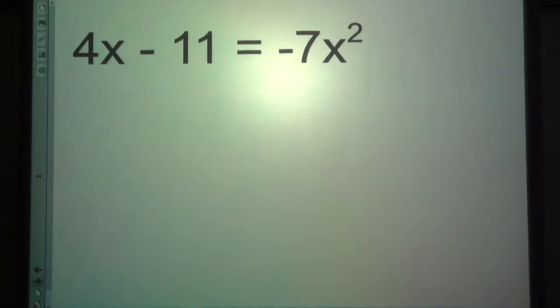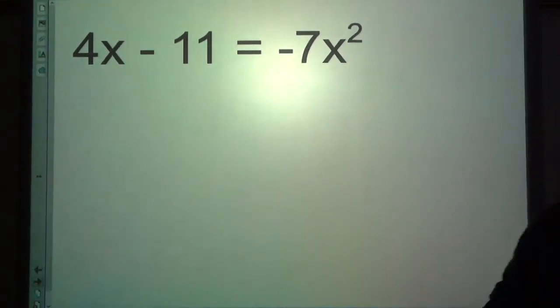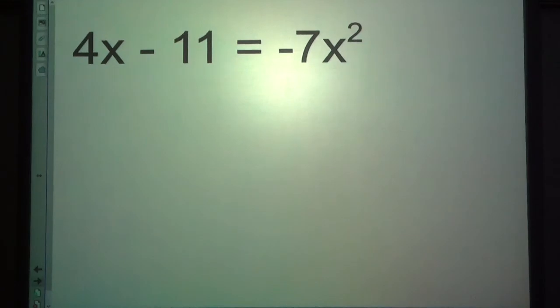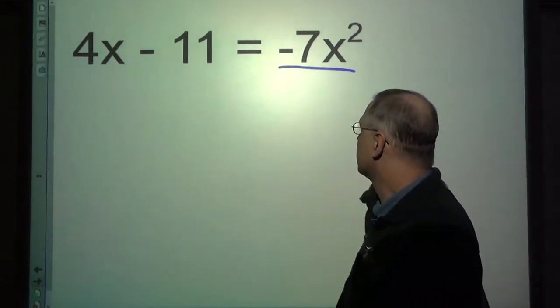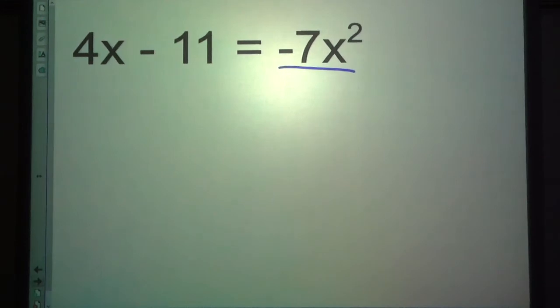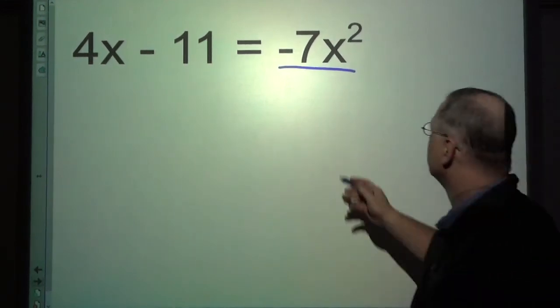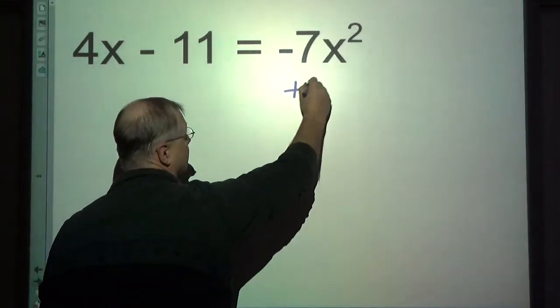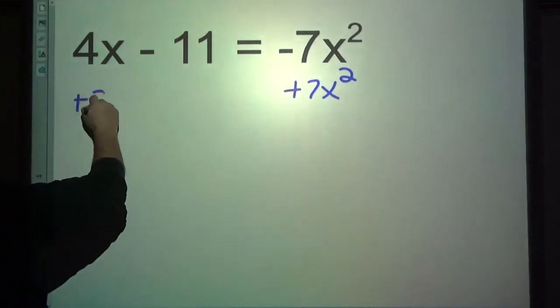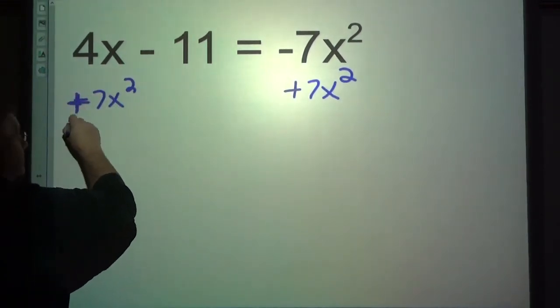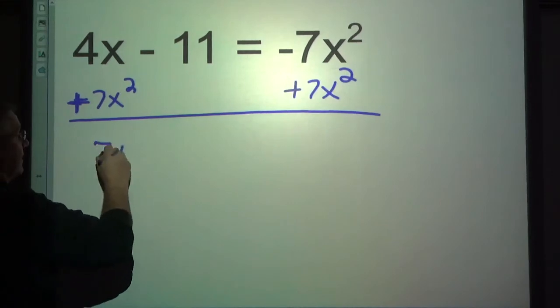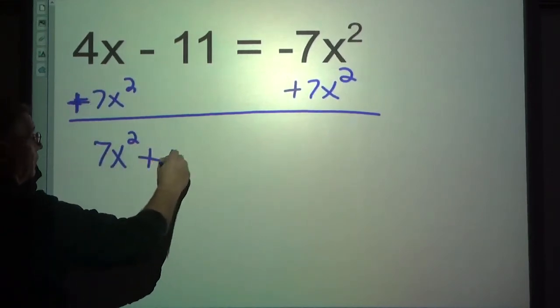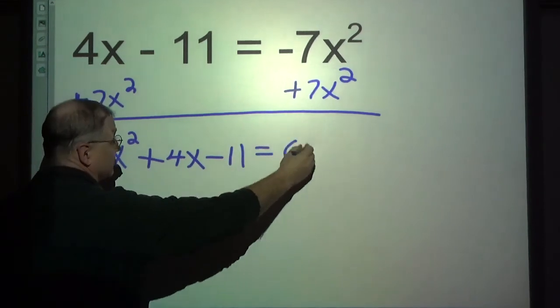Here's our last example. Remember, we're going to get everything on one side, so the biggest exponent term is positive, or has a positive coefficient. In this case, there's our biggest exponent term. Is it positive right now? The answer is no. So we're going to move this to the other side by adding 7x squared to both sides. All right, so I have 7x squared positive plus 4x minus 11 equals 0.